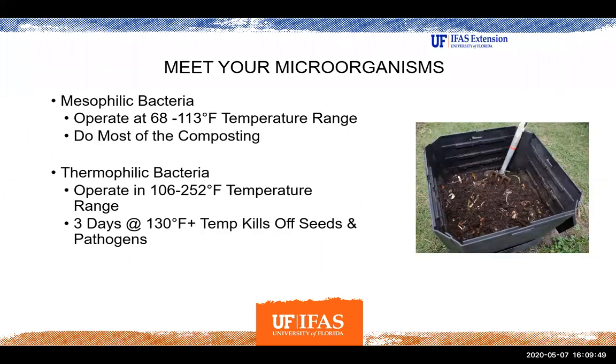I mentioned those four ingredients. If you get them correctly, you're going to get some microorganisms mixed in there. Here are your two main bacteria that do the work. You have this mesophilic bacteria and thermophilic bacteria. The mesophils, or mesophiles as they're called, operate in kind of the range of 68 to 113 degrees Fahrenheit. They do most of the composting work. That's where your pile is going to sit most of the time. So they're going to come in and break it down.